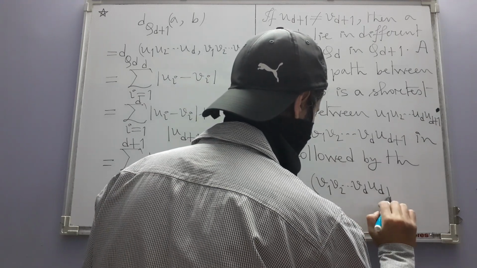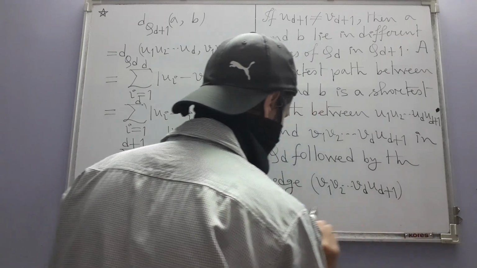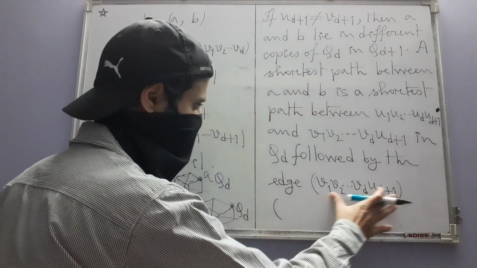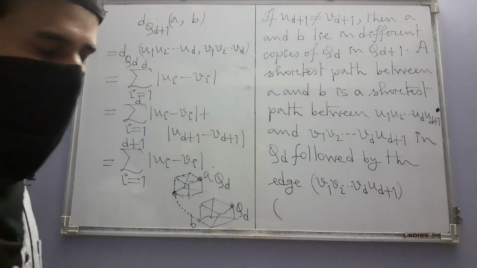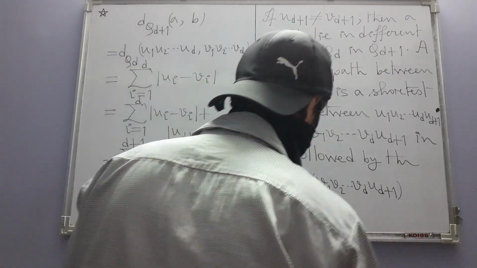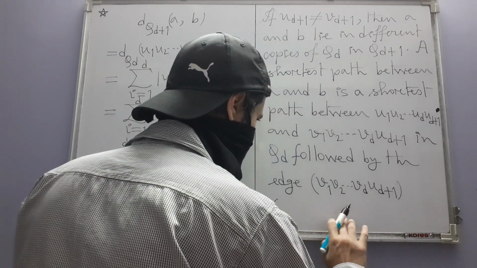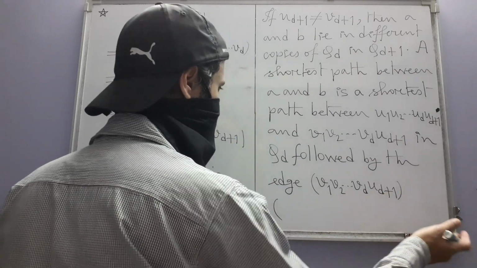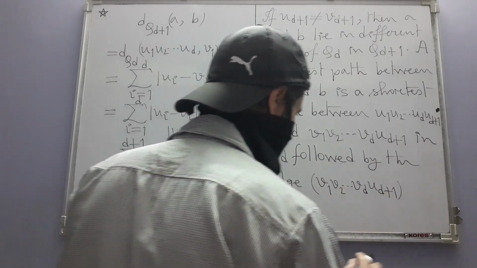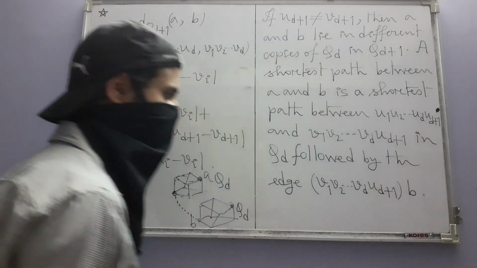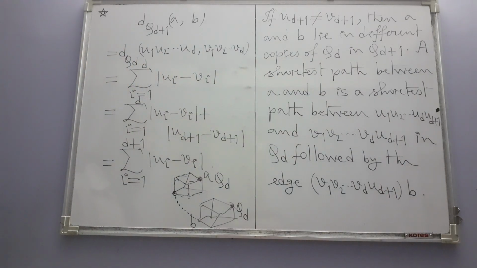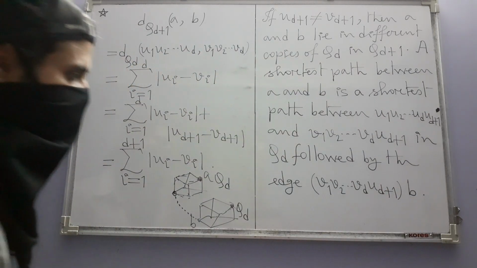ud plus 1, and you understand that I have to write these two things together. But because of lack of space I am writing like this, and v1 v2 up to vd plus 1, or because that is just simply b here, I can write b here. Okay, so that is the shortest path.